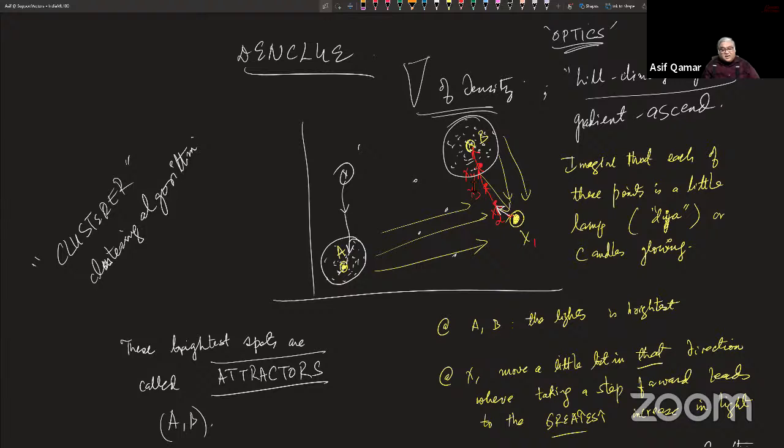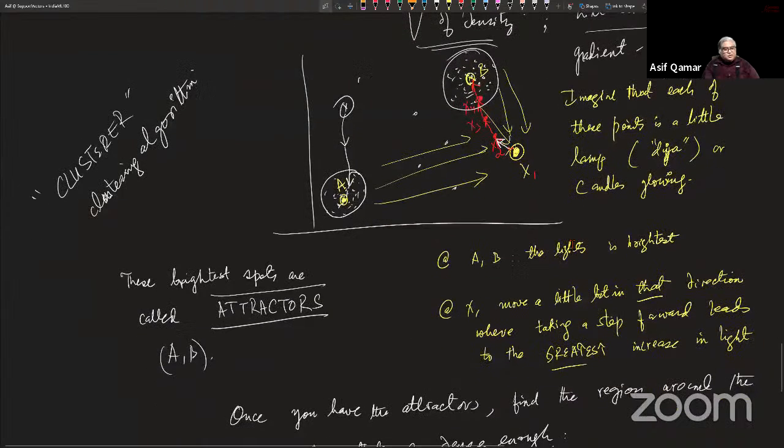These things are called attractors. So you have found the attractors. Just like K-means clustering has centroids, in DenClue, the equivalent of that is the attractors. Now, attractors are not necessarily the centroids. They can be different. They're just the brightest point in some sense, right? The point where the gradient is the maximum, the density is the maximum. So that is that.